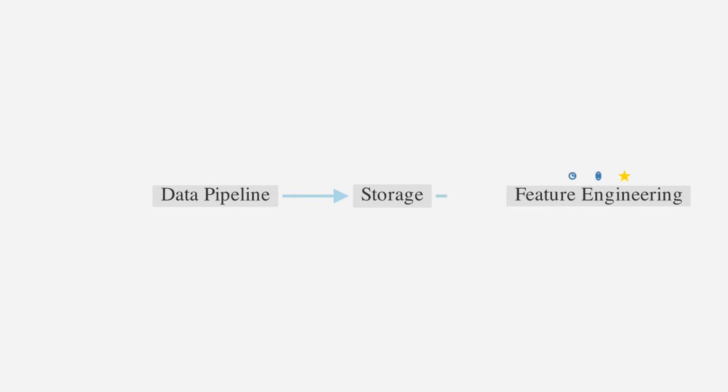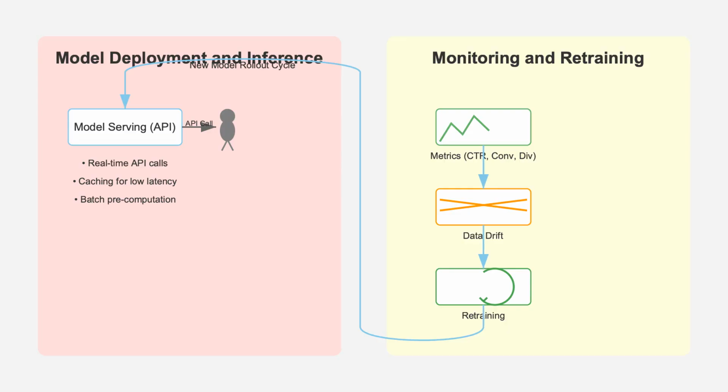Model training: models trained on historical user-item interactions. Training often happens in batches using distributed frameworks. Experiment tracking is key for A/B testing different recommendation algorithms. New models are A/B tested to ensure performance improvement before full rollout.